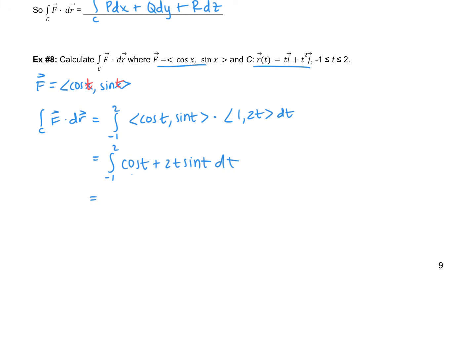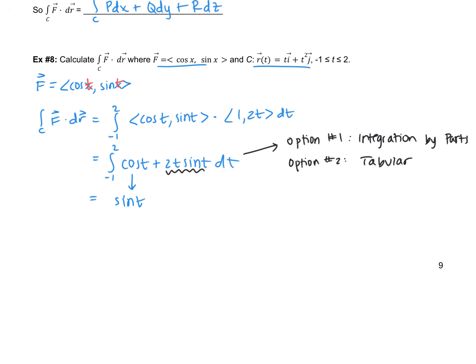If we integrate then cosine of t, that's an easy one, right? We just get sine of t. The issue is what we have here, integrating 2t sine of t. Now, what your options are, of course, you could do integration by parts. I'm going to be honest, I don't love integration by parts, and so I don't do it unless I have to. So your other option, and I can't remember if I've shown this in a video or not, is what is called tabular integration.